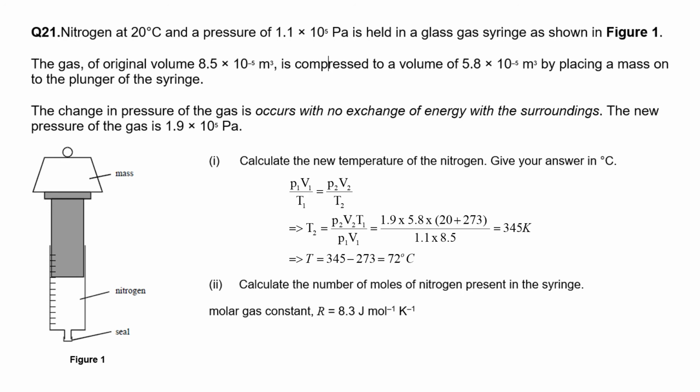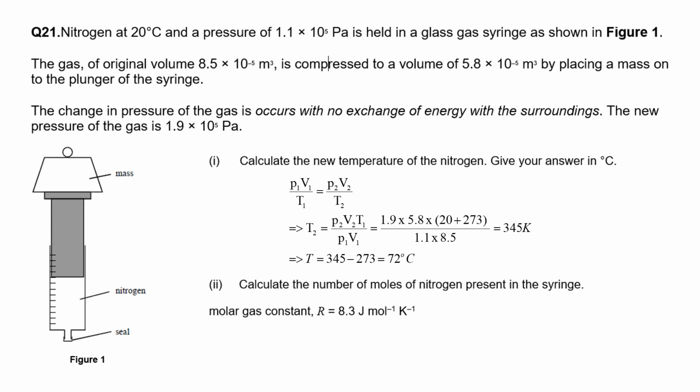So first off, we've got a fixed mass of gas, which means we can use this expression here. We want the new temperature, T2, so I'll make that the subject, and then plug the numbers in, converting the temperature into Kelvin, gives us a temperature of 345 Kelvin. We wanted the temperature in degrees Celsius, so we subtract 273, giving us 72 degrees Celsius.